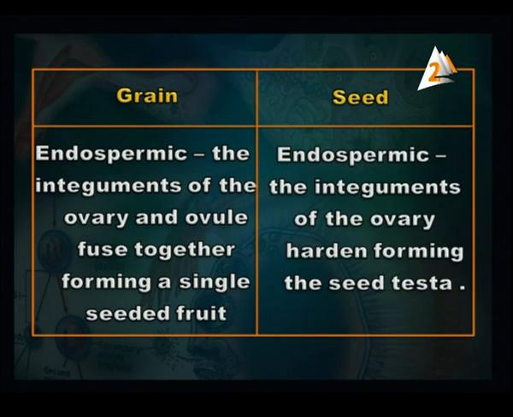But the seed is ex-endospermic, and the integuments of the ovule harden, forming the seed testa. I am going to say this answer again. The grain is endospermic and the integuments of the ovary and ovule fuse together, forming a single-seeded fruit. But the seed is ex-endospermic and the integuments of the ovule harden, forming the seed testa.